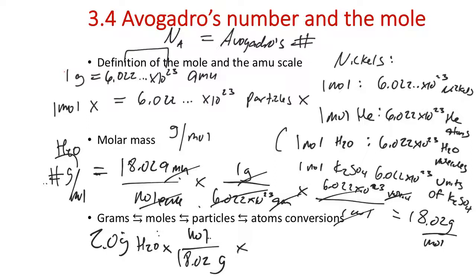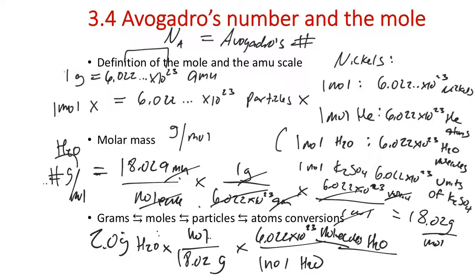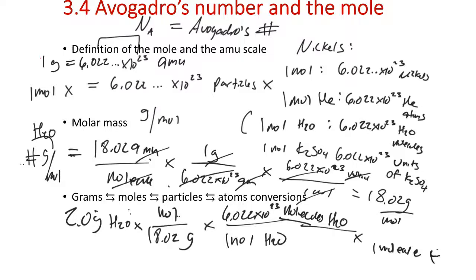And then we could ask, how many particles are there? In this case, a particle is the molecule of water. So 1 mole of water contains 6.022 times 10 to the 23 molecules of water. Then we'd have the molecule count. We could ask how many molecules are in that 2.0 gram sample. And the last thing we might do is ask how many H atoms are there, how many O atoms, how many total atoms, because 1 molecule of water contains 2 H atoms.